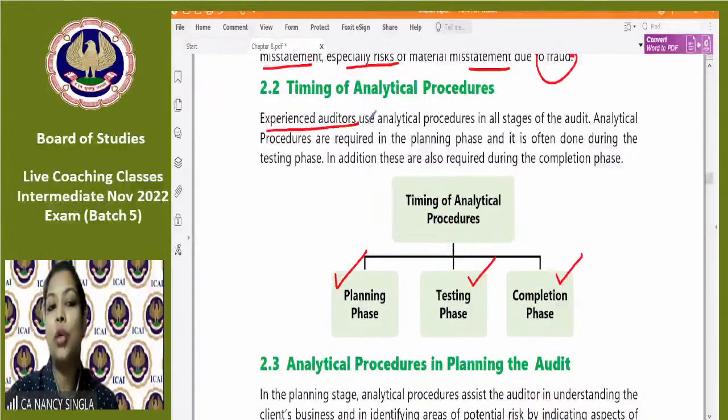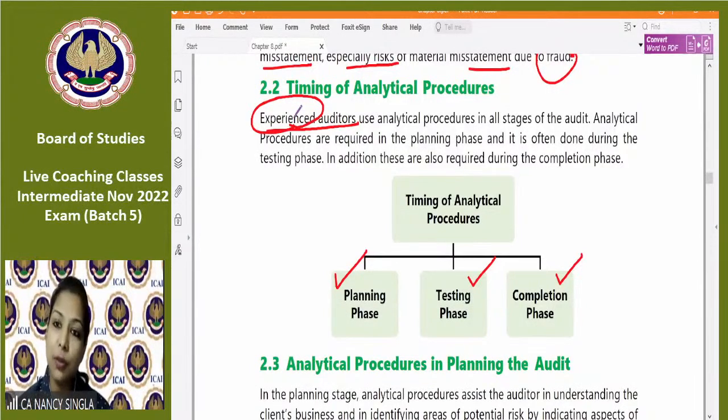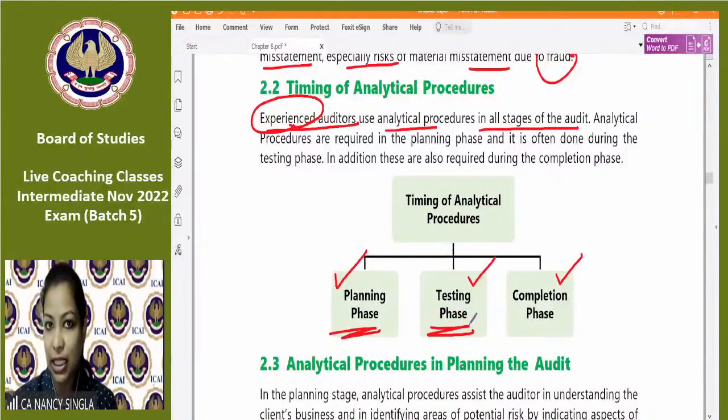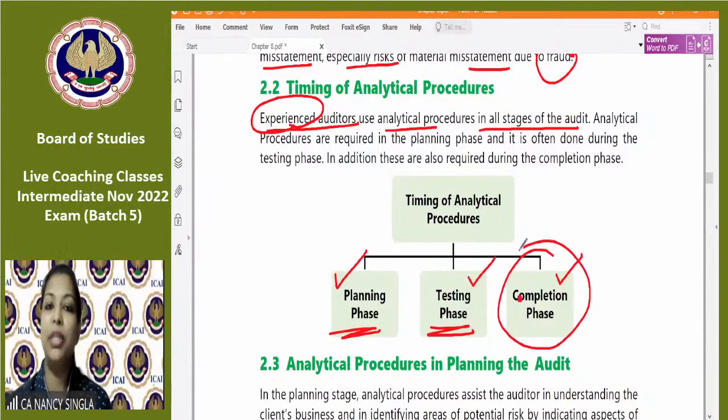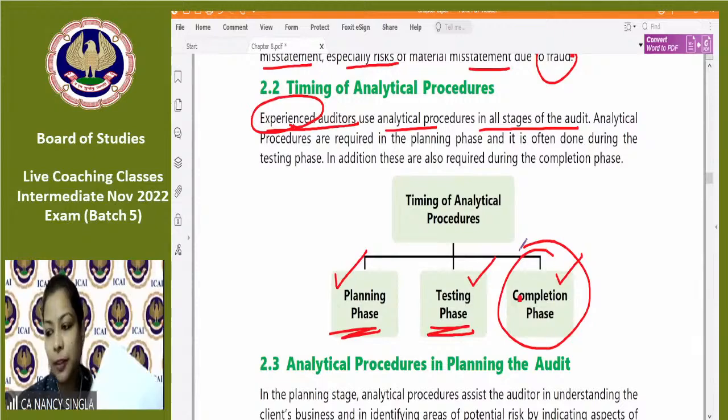So, an experienced auditor, see, experience is needed, you are analyzing something. You are applying professional judgment, professional skepticism. The auditor needs to be experienced, he needs to use analytical procedures in all stages. Okay, so students, we will be doing the planning phase and testing phase in detail in our inter. The completion phase in detail is something you will study in your finals. In this book there is a small paragraph on the completion phase, we will go through that, but in detail it is in your finals. Planning phase and testing phase we will be doing.